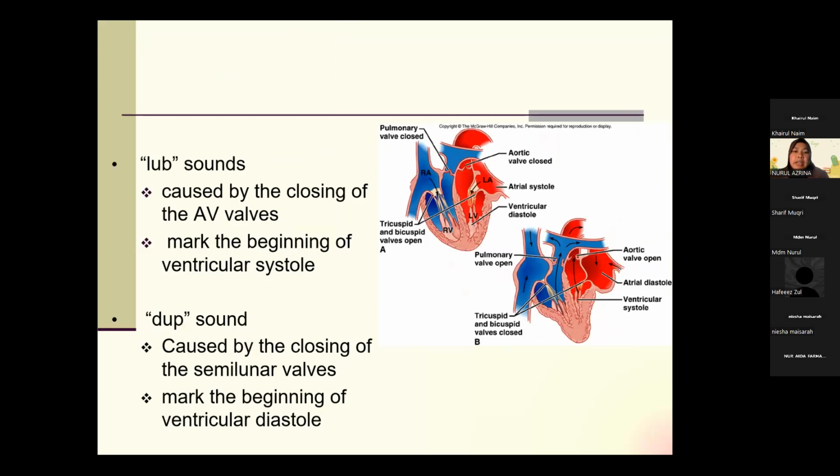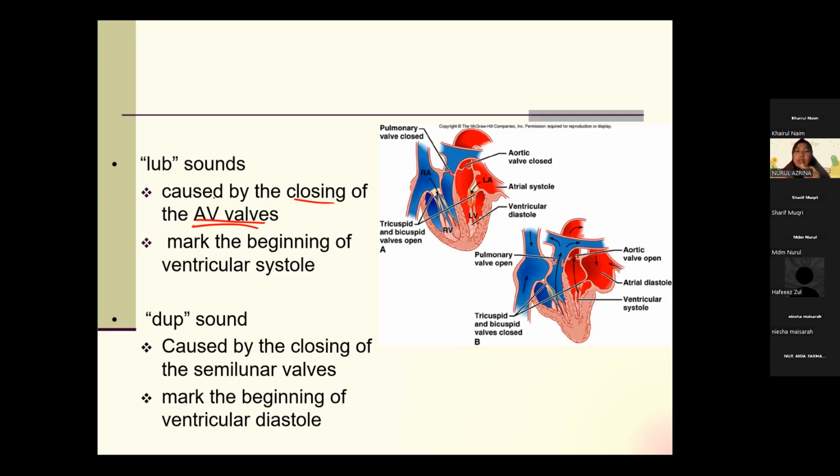Okay, the lub and the dub sound, right? So the lub sound, remember the first sound is the lub sound. The lub sound is produced by the closing of the AV valve. Okay, so what happened here? Ingat balik, masa stage yang mana AV valve close tu? Stage yang mana satu? Atrial systole, ventricular diastole ke? Kan? Ventricular systole, atrial diastole ke? So itu you kena ingat balik.